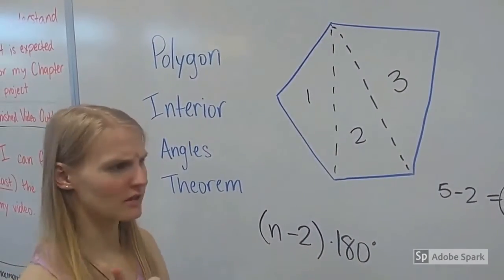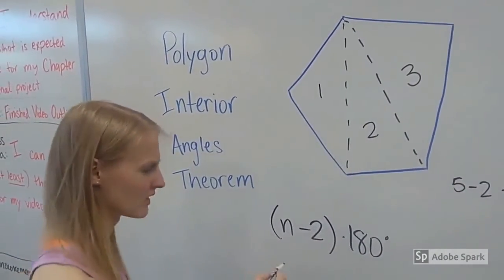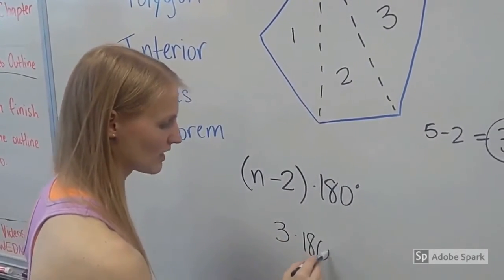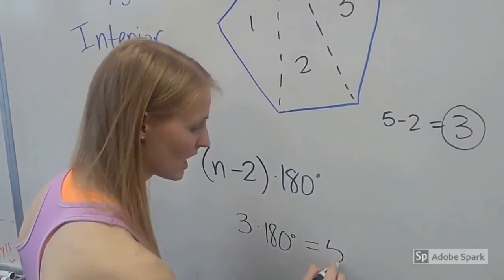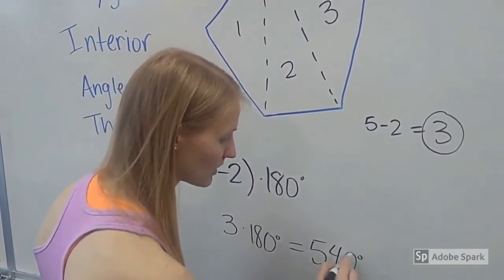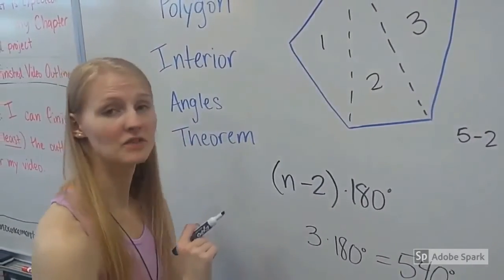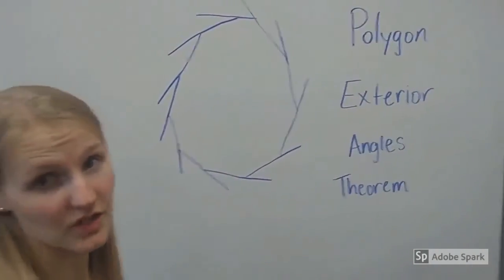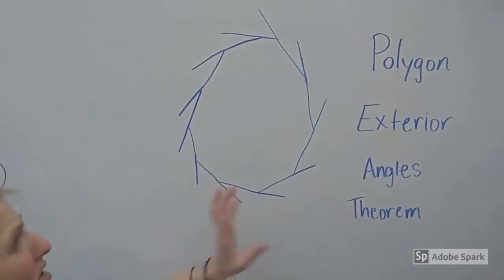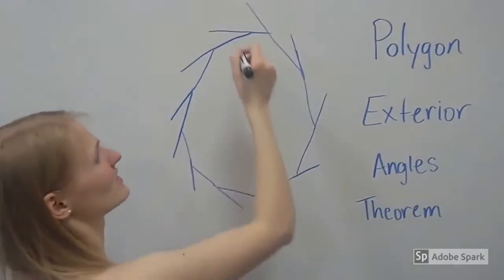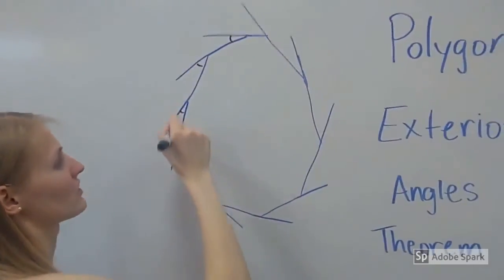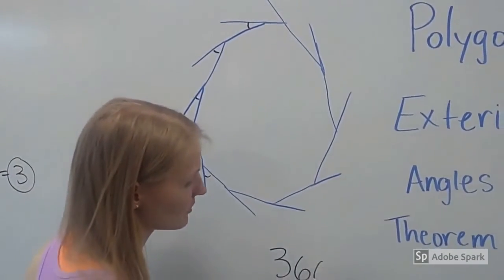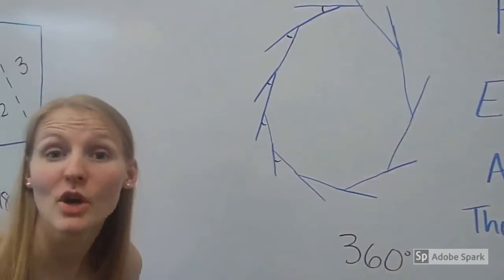And every triangle has 180 degrees in it. So if I take the number of triangles, each triangle has 180 degrees in it, I will get the total number of degrees for a 5-sided shape. The polygon exterior angles theorem tells me that no matter how many sides are in this thing, all of these exterior angles here will add up to 360 degrees, no matter what.